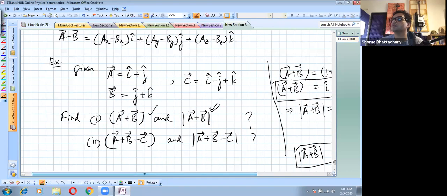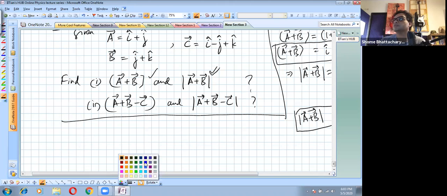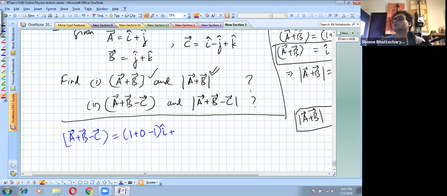Okay. Now similarly, let's work out. Yeah, I've got some correct answers for the second part also. For the second part, I have to now work out A plus B minus C. So that will become A's X component, which is 1, plus B's X component, which is 0, minus C's X component, which is 1, into I cap. Plus now, A's Y component, which is 1, plus B's Y component, which is 1, minus C's Y component, which is in fact minus 1. C's Y component is minus 1. So, A plus B minus C, J cap. Plus now, A's Z component is 0, B's Z component is 1, C's Z component is also 1. So this is becoming just 3J cap.